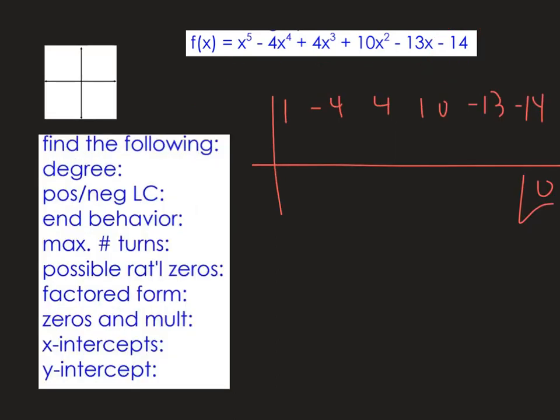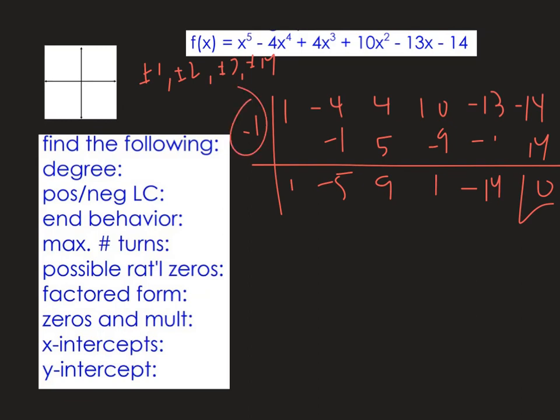Let's get after it. And let's go with a negative 1 to start, right? I know it's going to be plus and minus 1, plus and minus 2, plus and minus 7, plus and minus 14. So we drop down the 1, we got negative 1, negative 5, positive 5, positive 9, negative 9, positive 1, negative 1, negative 14, positive 14, 0. Bing, bing, bing. All right, we got negative 1. But this is still an x to the 4th, 3rd, 2nd, linear.